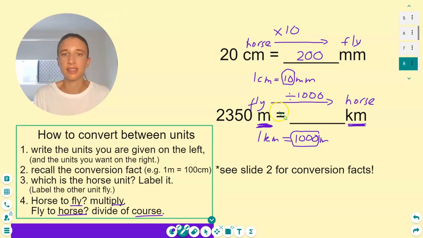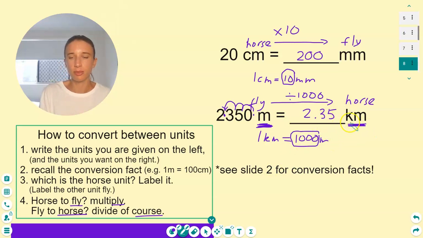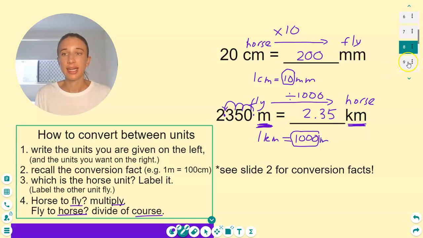Divide by 1,000. Now, to divide a number by 1,000, you're making it smaller. So there's a little invisible decimal place there. I'm going to move 3 places, since there's 3 zeros in 1,000, and put the decimal there. So 2,350 meters is 2.35 kilometers. You can just drop the 0 if it's after the decimal point and the significant figures. So let's check out the next one.